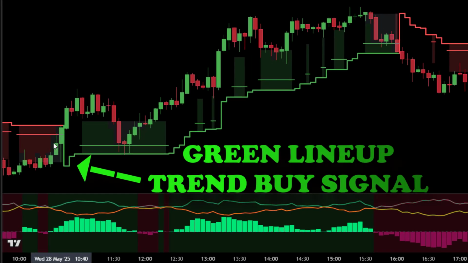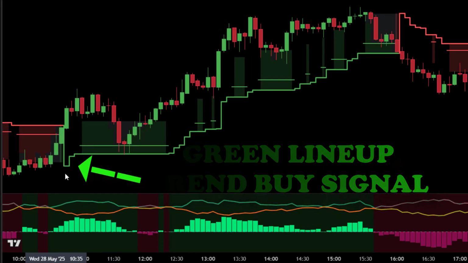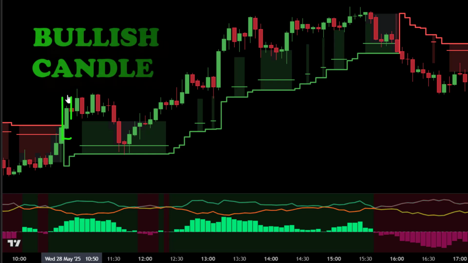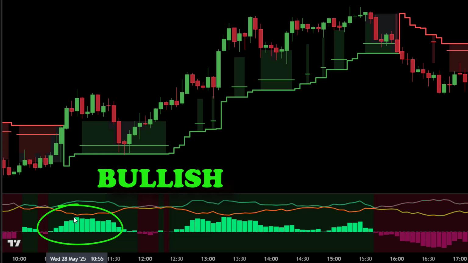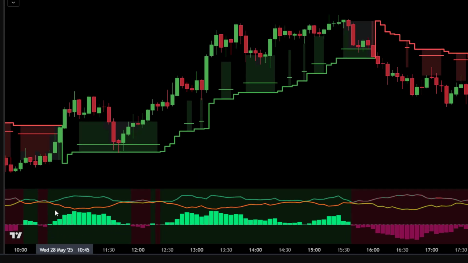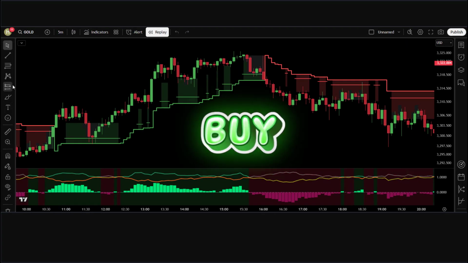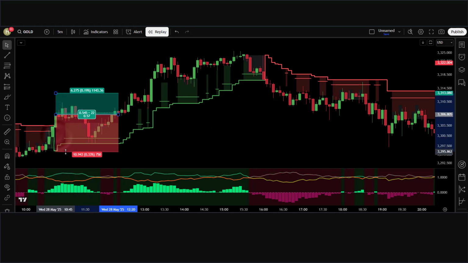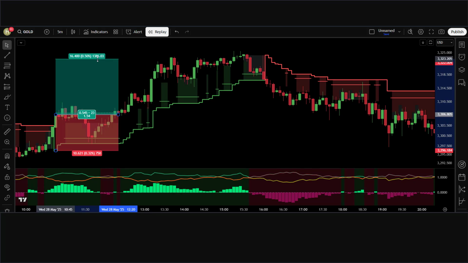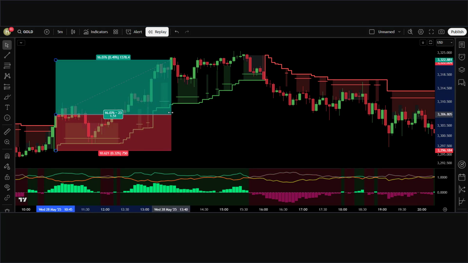When the larger trend indicator gives us the green line uptrend buy signal, when the market has formed a bullish candle, and when the histobars of long-short DOM indicator are bullish, if this condition is fulfilled, then we will place a buy order. Our stop loss will be placed at the supertrend line of larger trend indicator, and the risk to reward ratio will be 1:1.5. The market has completely hit the target.